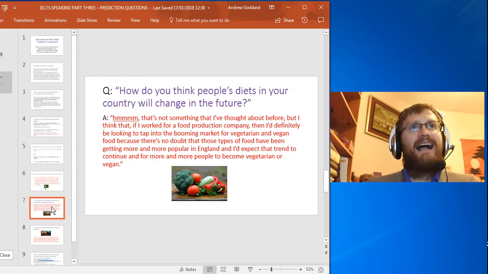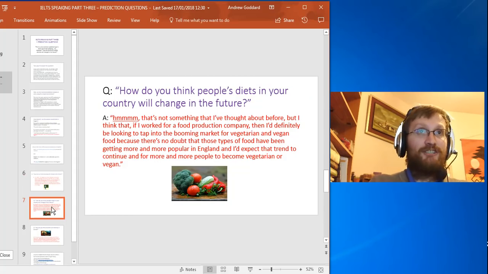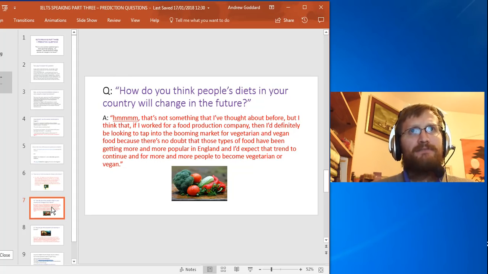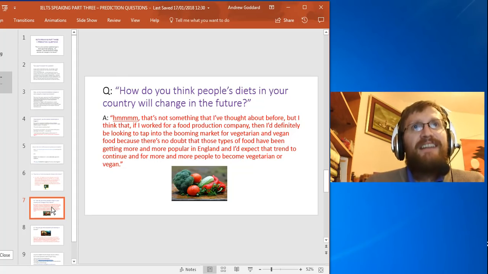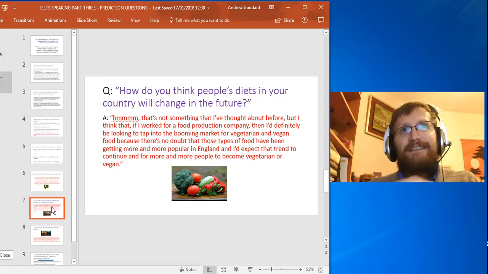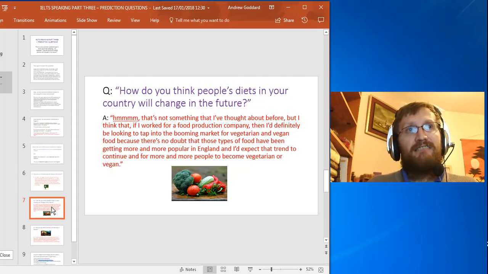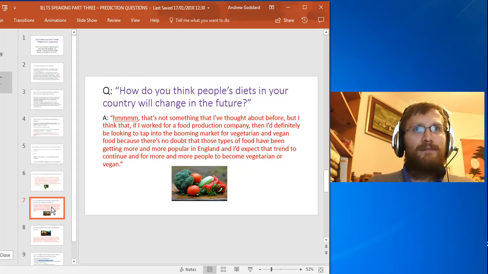Another example. How do you think people's diets in your country will change in the future? That's not something that I thought about before, but I think that if I worked for a food production company, then I'd definitely be looking to tap into the booming market for vegetarian and vegan food, because there's no doubt that those types of food have been getting more and more popular in England, and I'd expect that trend to continue and for more and more people to become vegetarian or vegan.